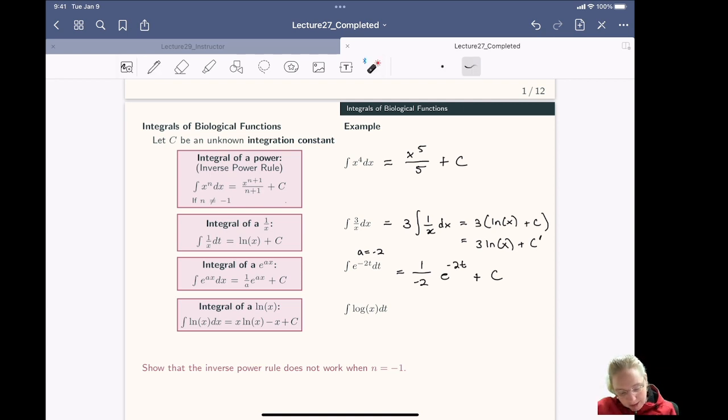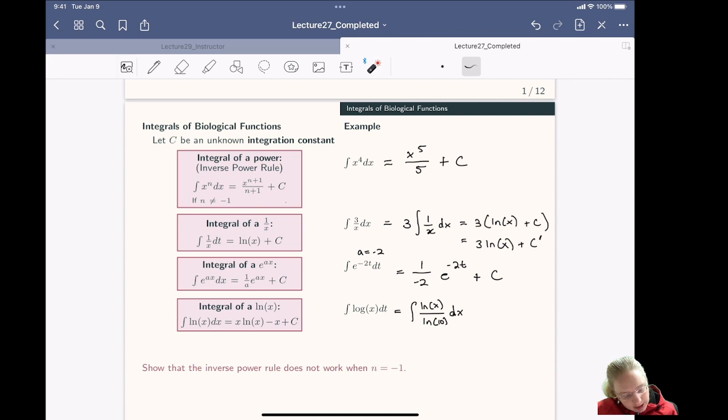Finally, we have the integral of the natural log of x. If you integrate the natural log of x, the answer is a little more complicated. It is x times the natural log of x minus x. Just like with derivatives, we can extend this to taking the integral of any base log by first converting that base into the natural log using change of base rules. So we first start with this.